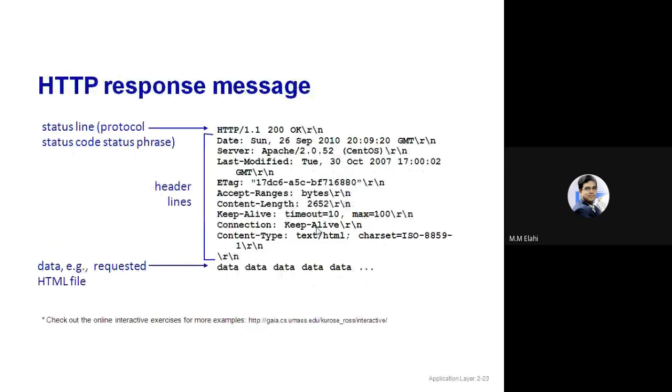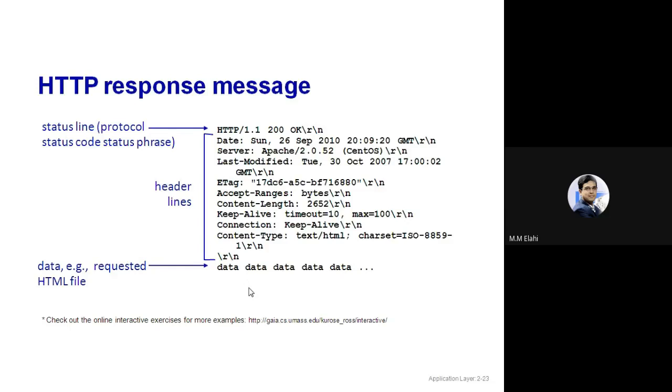Then HTTP response. Similarly, in case of HTTP response, there is a first line called the status line. The status line again has three components. First one is the version number. Second one is the status code. Third one is the status phrase. So you can see 200 OK. And then similarly, there are some header lines.